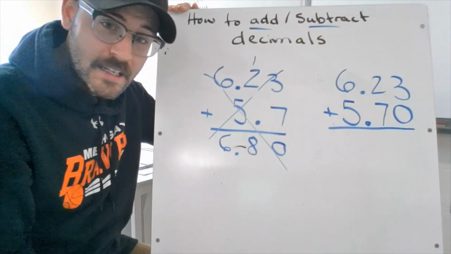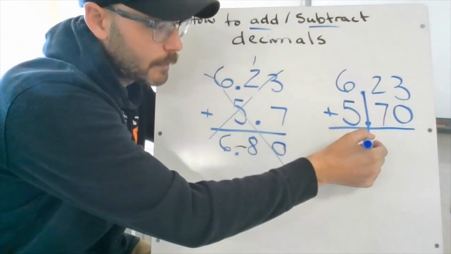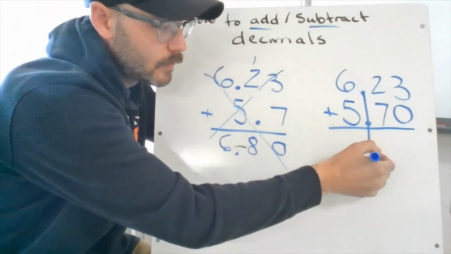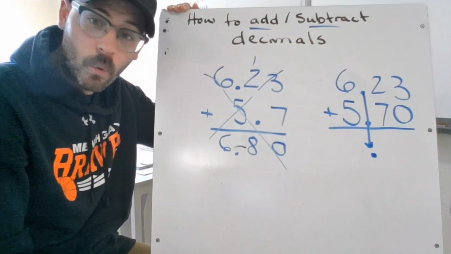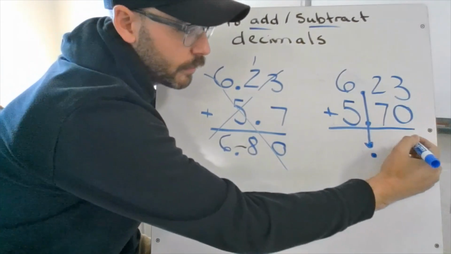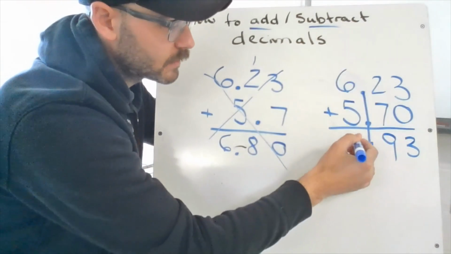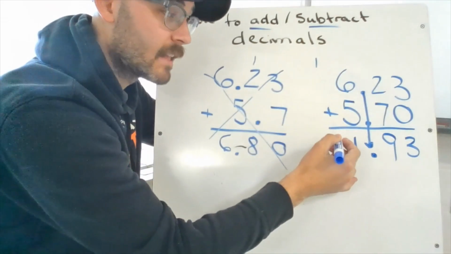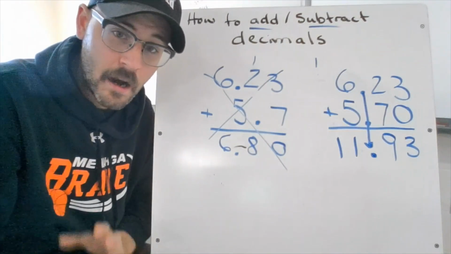Now it looks a lot easier to add, and I'm going to do what Mr. Shorter said right away. Line up the decimal, drop it straight down for the answer, and now just go about it as if I were adding any other whole number. 0 and 3 make 3. 2 and 7 make 9. 5 and 6 make 11. Carry the 1 into the tens place value, and you have 11 and 93 hundredths.